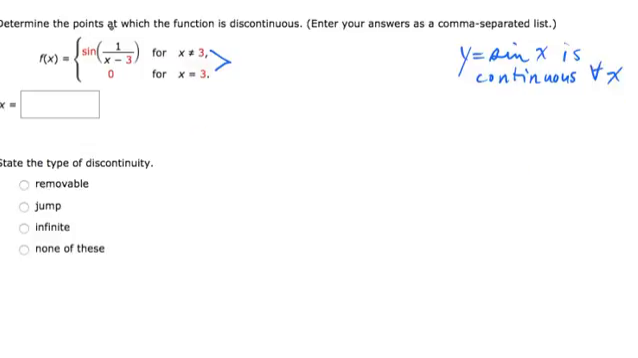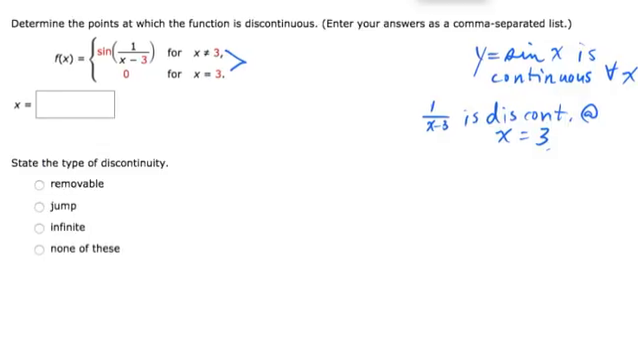Now sine of 1 over x minus 3, that's a little bit more complex, but the inside part of the function, 1 over x minus 3, is only discontinuous where its denominator is 0. So that one has a vertical asymptote, or is discontinuous at x equals... not 0, I think I said that wrong. Where its denominator is 0, which is at x equals 3. So maybe this is discontinuous at 3, or maybe it's not.